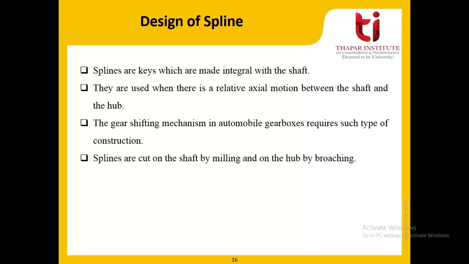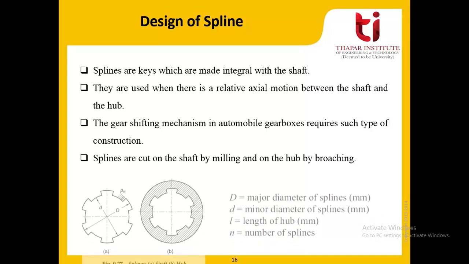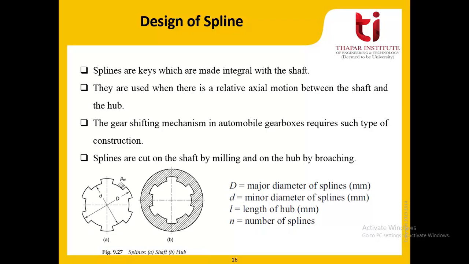Generally, automobile applications such as large gearboxes require such types of splines. Okay, we can see here. So these are the splines, which are cut on a shaft, generally by a milling process. And this is a hub. So when they are connected to each other, the torque transmission takes place very effectively.